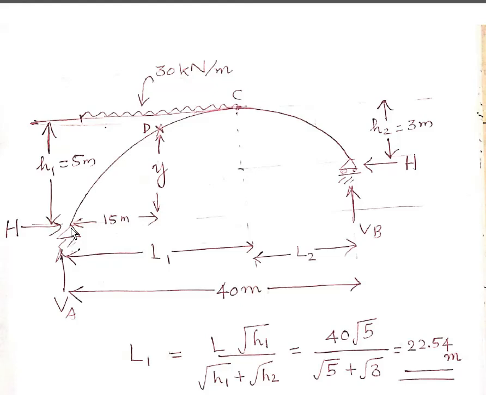Usually we take the moment about A equal to 0. But here, if you take the moment about point A equal to 0, the equation will be VB into 40 minus 30 into L1 into L1 by 2 plus this H into this distance. So this H also makes a moment at A, because H is not at the level of A.